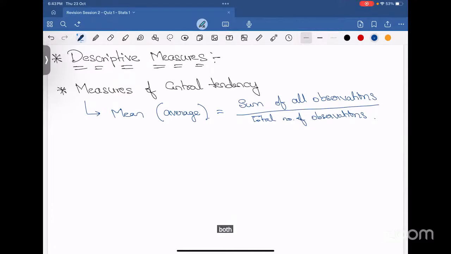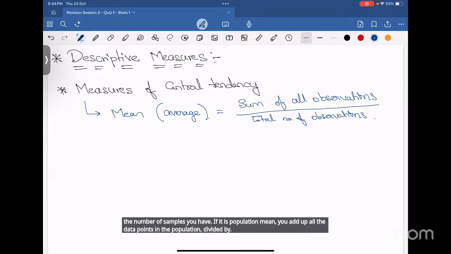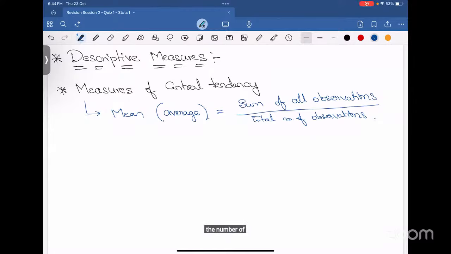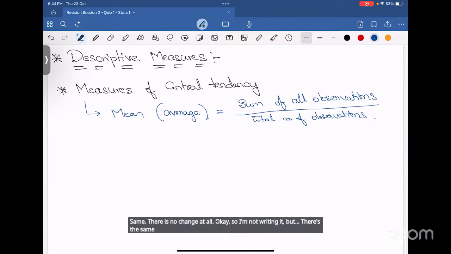There is sample mean and population mean. Both have the same thing. For sample mean, you take the sample sum divided by the number of samples you have. If it is population mean, you add up all the data points in the population divided by the number of data points that are there in the population. Same. There is no change at all. So I'm not writing it, but it is the same.